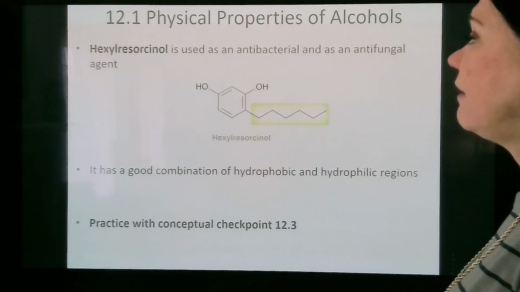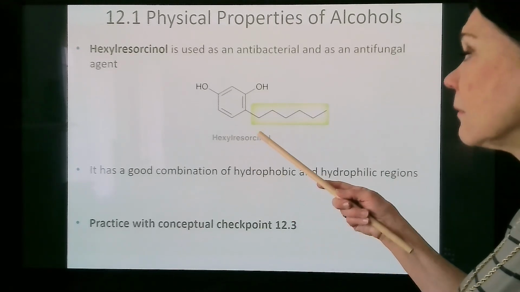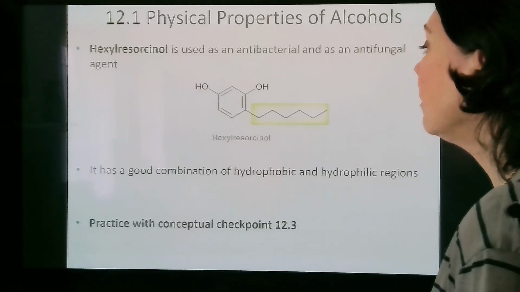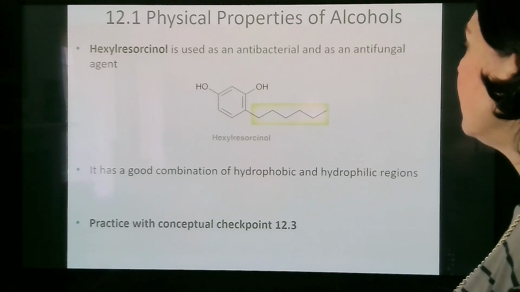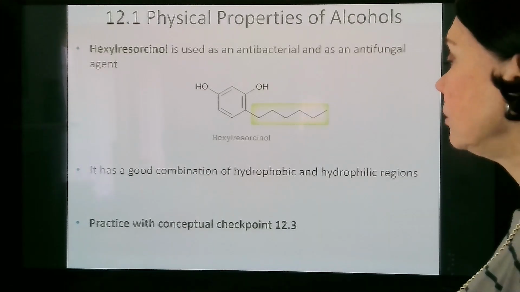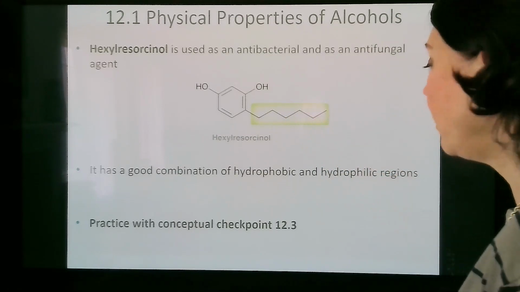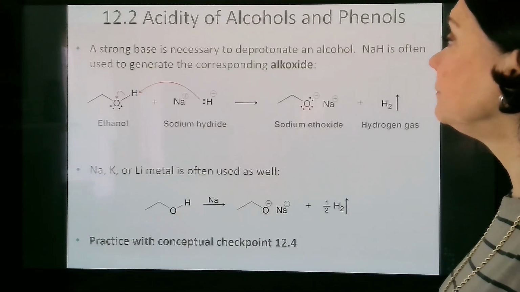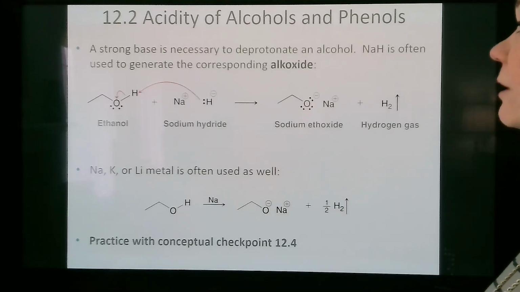Physical properties of alcohols. So this one, hexyl resorcinol, is used as an antibacterial and an antifungal agent. It has a good combination of hydrophilic and hydrophobic regions. Now, acidity of alcohols and phenols. Some of this you've already seen.